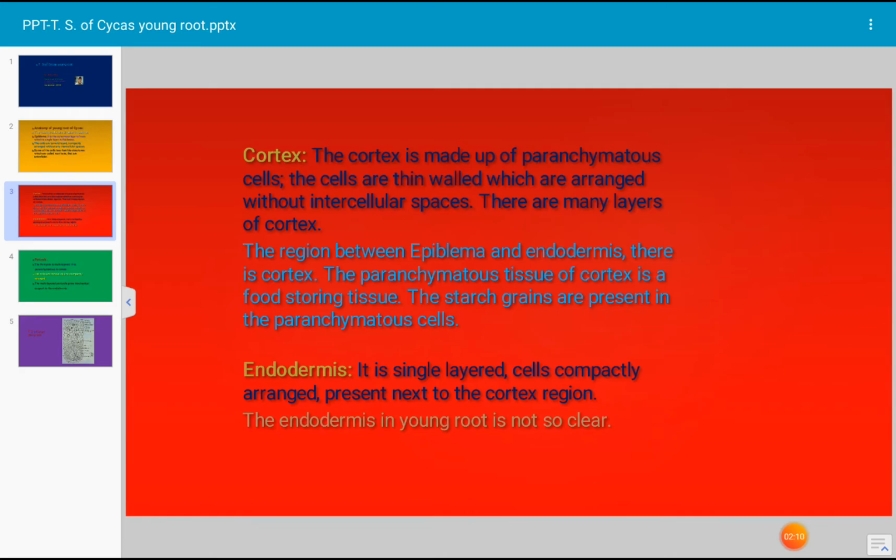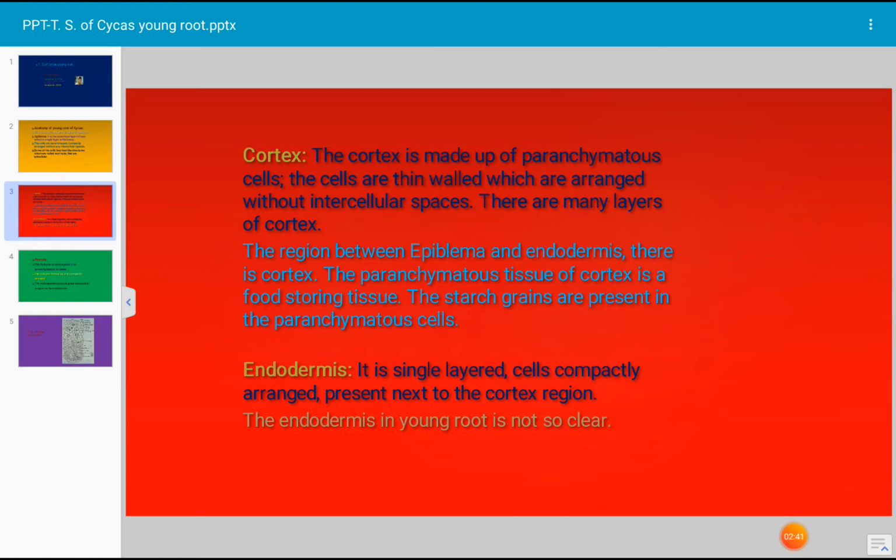The region between epiblema and endodermis, endo means inner, dermis means skin. The region between epiblema and endodermis is filled by cortex, and the cortex tissue is parenchymatous tissue that helps in storage of the food. The starch grains are present in the parenchymatous cells, that is the stored food material.